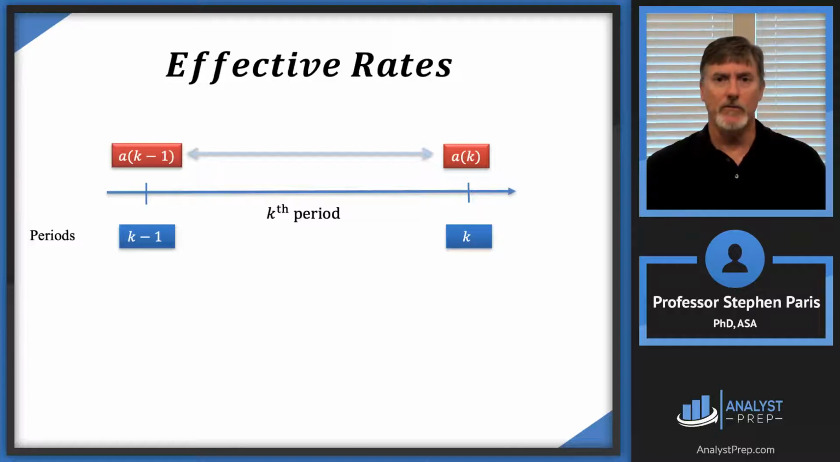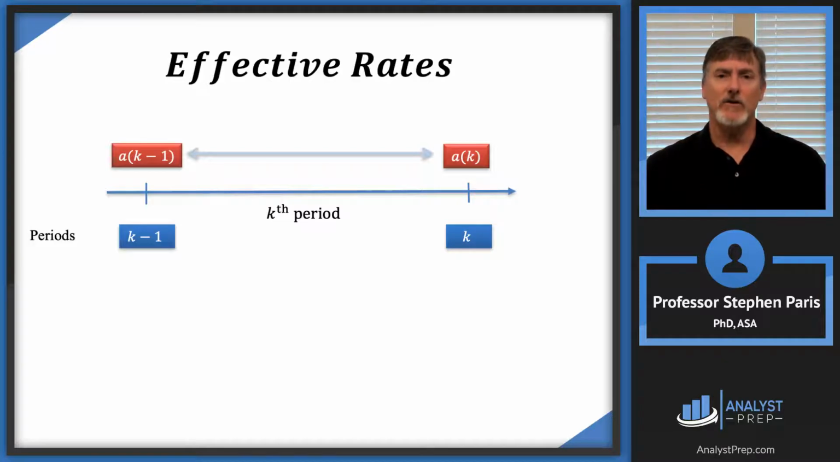The second period would go from time 1 to time 2. The third period, time 2 to time 3, and so forth. So the kth period ends at time k and starts at time k minus 1. So I want to go through the exact same idea that we've already gone through, but now the time period is just this k minus 1 to k. This is the kth period.